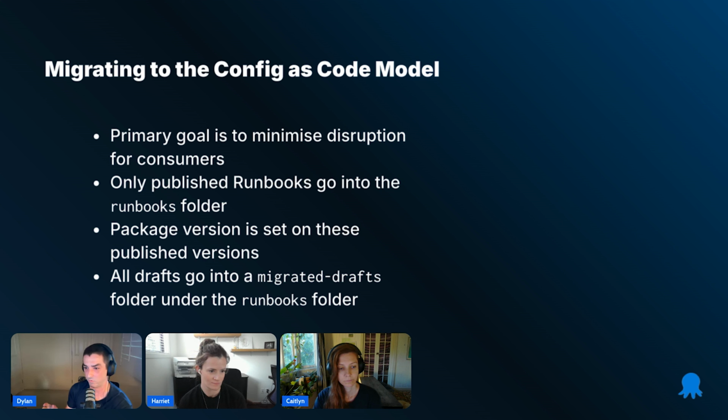And so to do that, we migrate a separate folder underneath the runbooks folder called migrated drafts. You'll get a pop-up in the portal to say you've got migrated drafts you need to do something with. The idea is you can never run from that folder. So you can have confidence. You can very quickly migrate, commit, merge, and you're good to go.